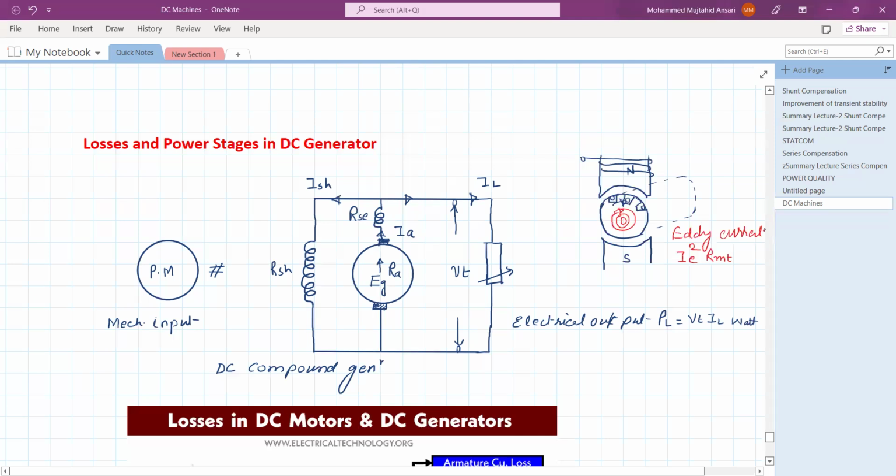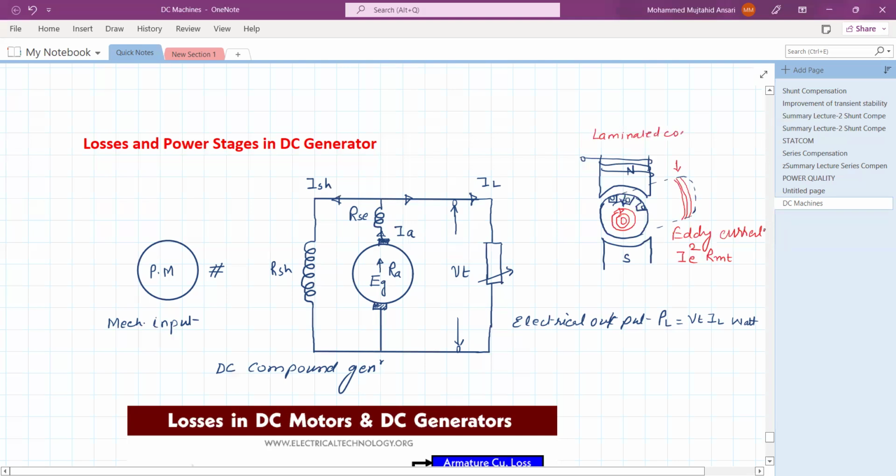To reduce this eddy current loss, instead of using a solid circular core, we are using a number of strips, or a number of discs, nut bolted on both sides, and in between there is a varnish or insulating material. This type of structure is called a laminated core.